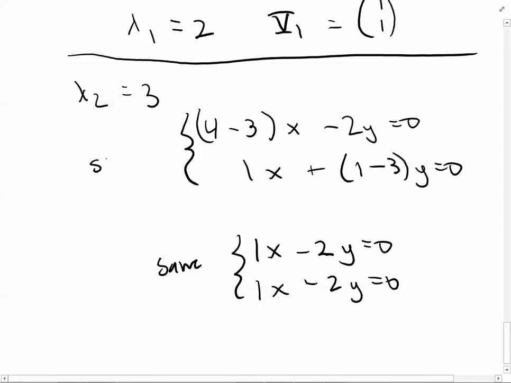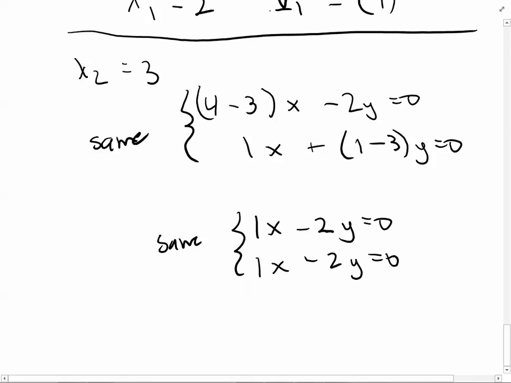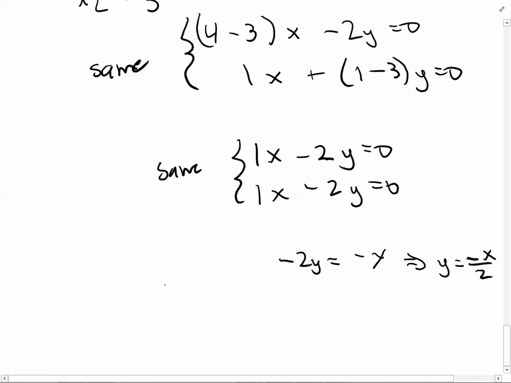And so again, we're going to solve this. Pick whichever equation you want. Obviously, they're both the same. But x minus 2y equals 0 implies that negative 2y equals negative x, and that implies that y equals negative a half x, or negative x over 2. Okay, so again, whatever I pick for x, let's just say I pick 2 for x. And why did I pick 2? Because it's a nice number. I don't get any fractions or anything like that. That means that y is equal to negative x over 2, which means y would be negative 1.